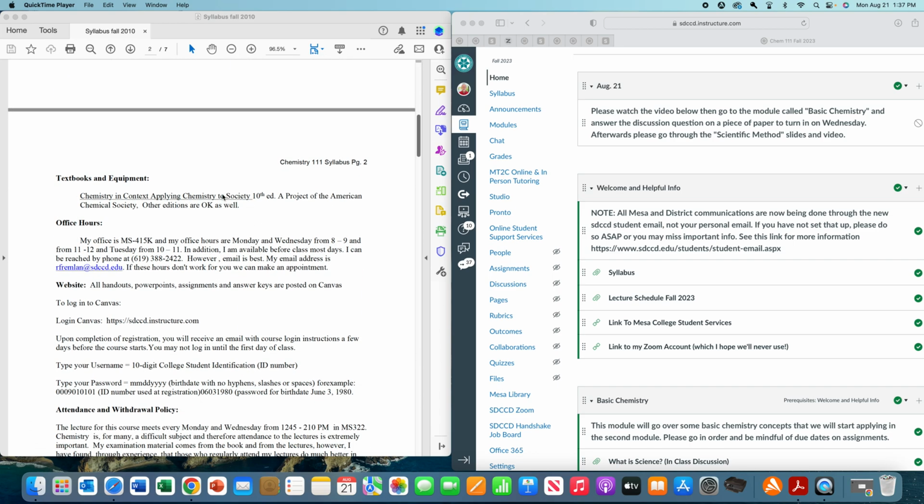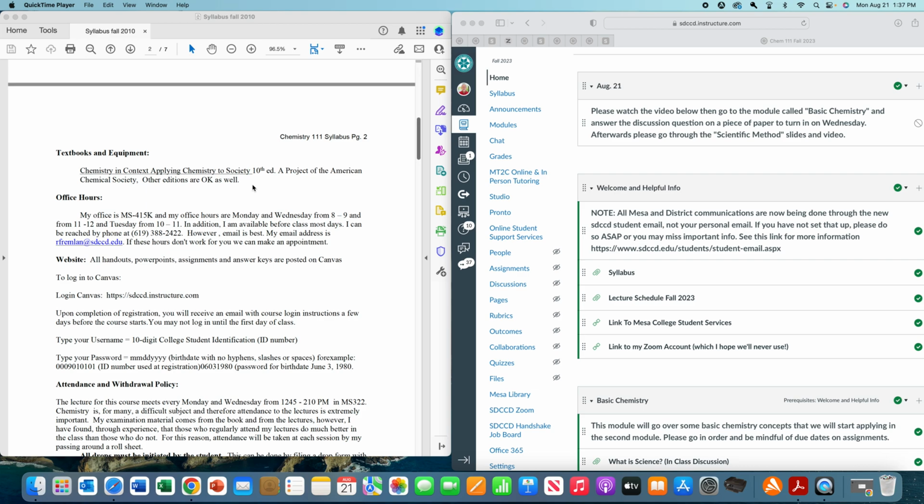The textbook is written by the American Chemical Society, and so it's not necessarily the best in the world, but it's the best I could find for this course. It is available in the bookstore. You can use an old edition as well, and I'll talk about that a little bit later.